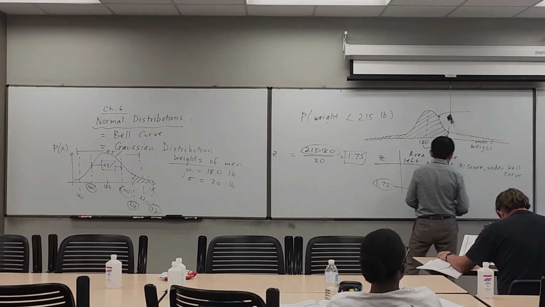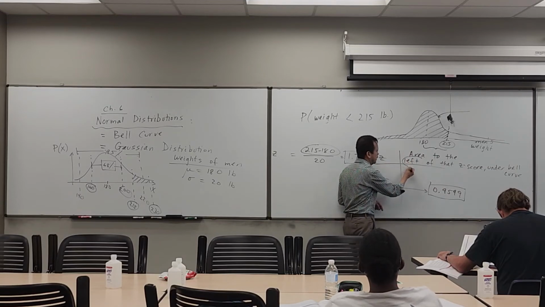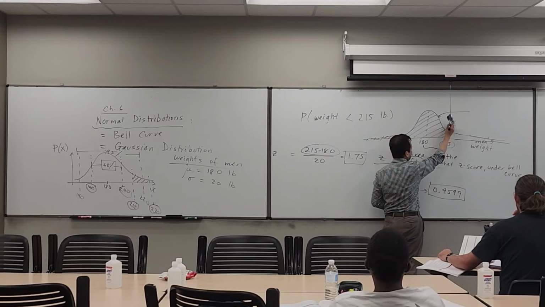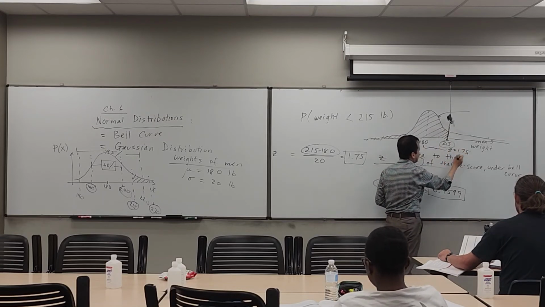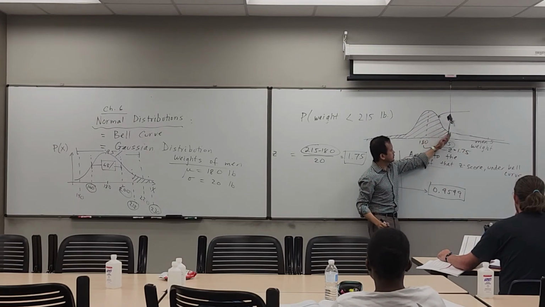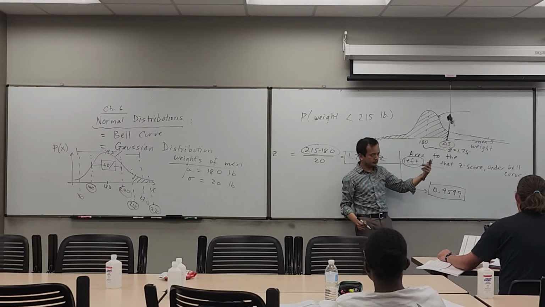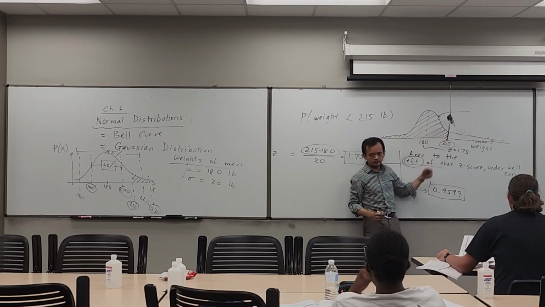Okay, so this number in the table represents the area to the left of the z-score. Notice that every data point, like 250 in this case, will have a z-score, in this case 1.75. That data point has an area to the left and an area to the right under the curve. The z-score table, by convention, will give you an area to the left.